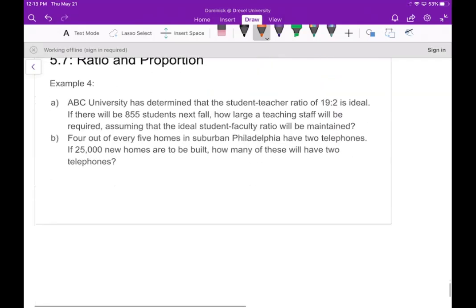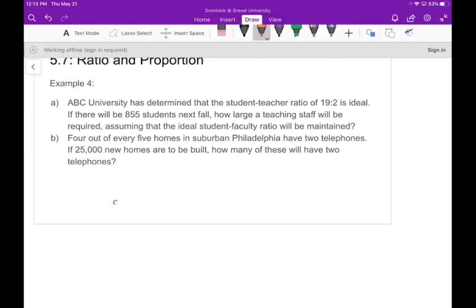So now let's check out some word problems that involve some proportions. So we have that ABC University has determined that the student to teacher ratio of 19 to 2 is ideal. All right, so we know that there's going to be 855 students next fall, and we want to know how large should the teaching staff be.